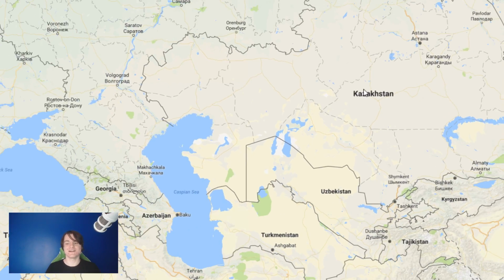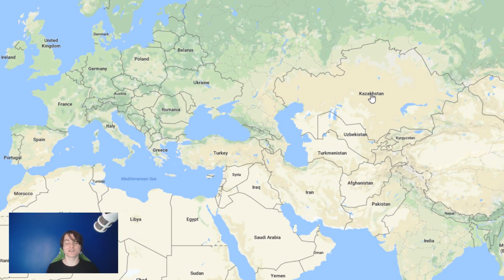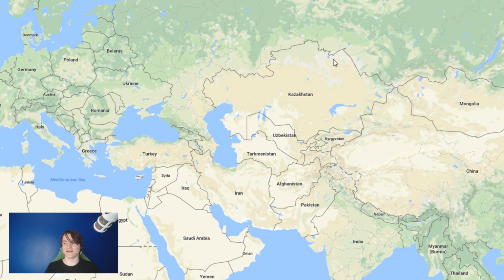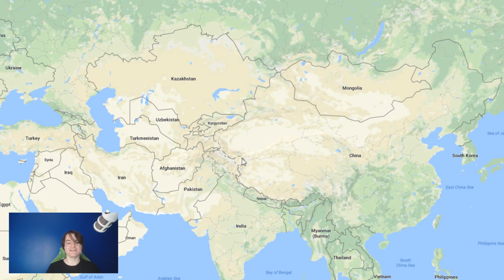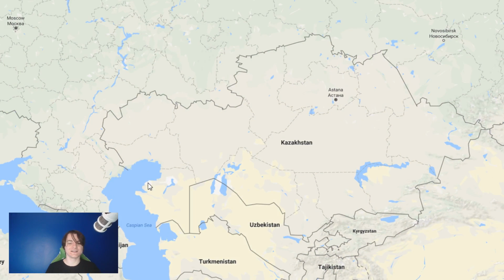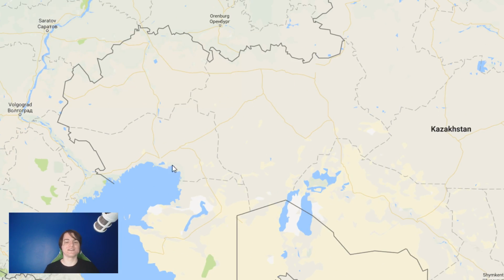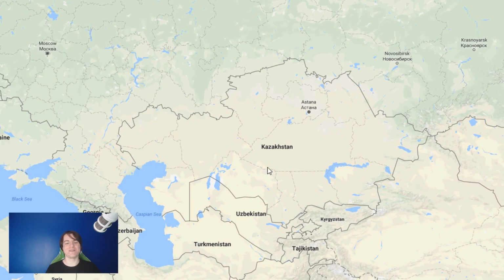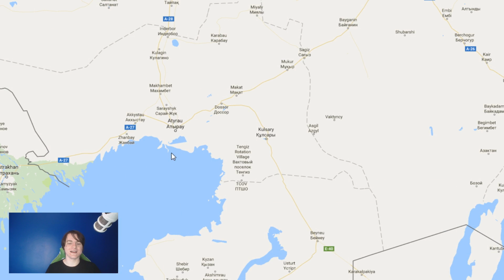So yeah, Kazakhstan, this country right here, is one of the world's largest countries by land area. Not by population, but by land area, it's pretty darn big. Look at the size of this thing. It's almost an India in itself. So yeah, basically, Kazakhstan is actually transcontinental between Europe and Asia in the same way that Russia is. So yeah, basically there is a river around here.